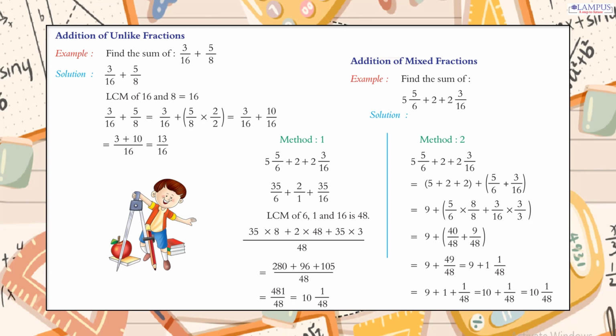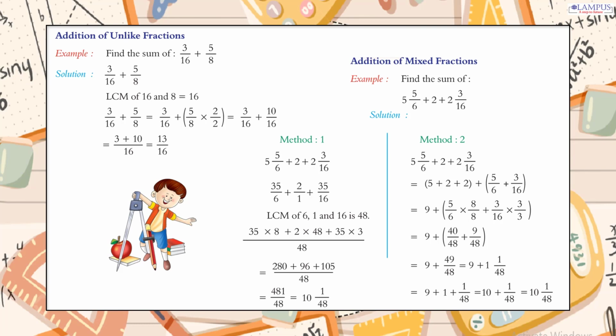Addition of mixed fractions. Example. Find the sum of 5 and 5 by 6 plus 2 plus 2 and 3 by 16. Method 1. 5 and 5 by 6 plus 2 plus 2 and 3 by 16. 35 by 6 plus 2 by 1 plus 35 by 16.